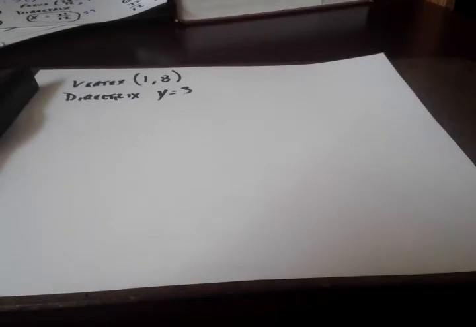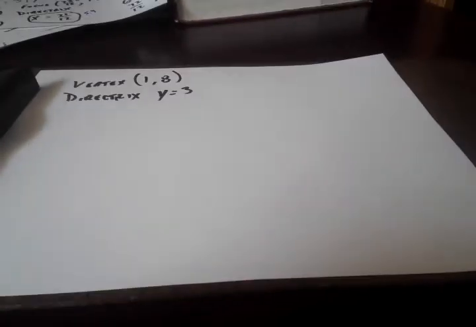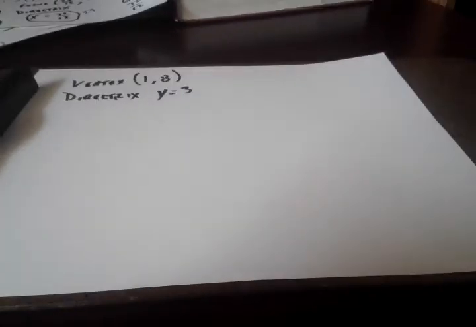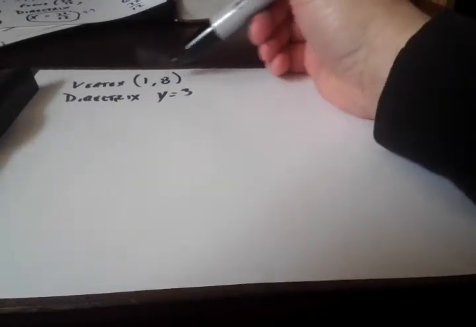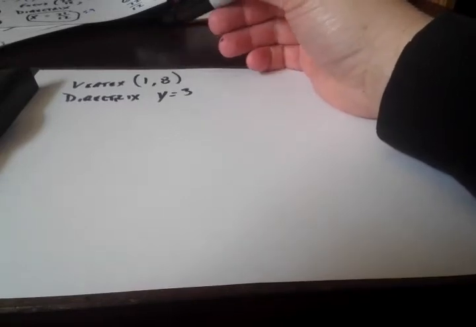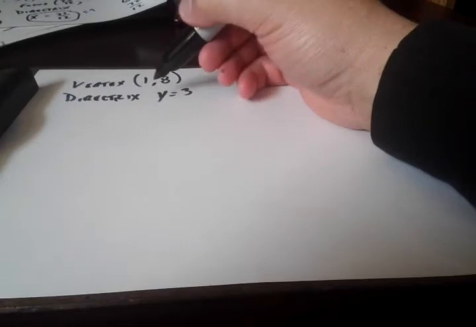What we're going to do is look very carefully to see if this is an x equals or a y equals parabola. Reminder, when it's y equals, the parabola will open up and down. When it's x equals, the parabola will open left and right. Looking at the vertex doesn't tell us anything about which way it opens. So what we need to do is look at the directrix here on 27.